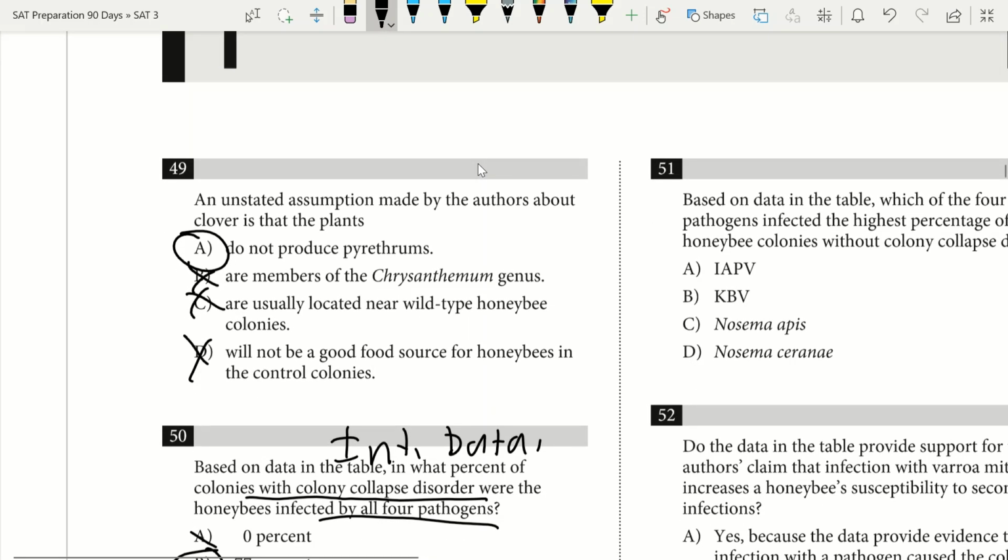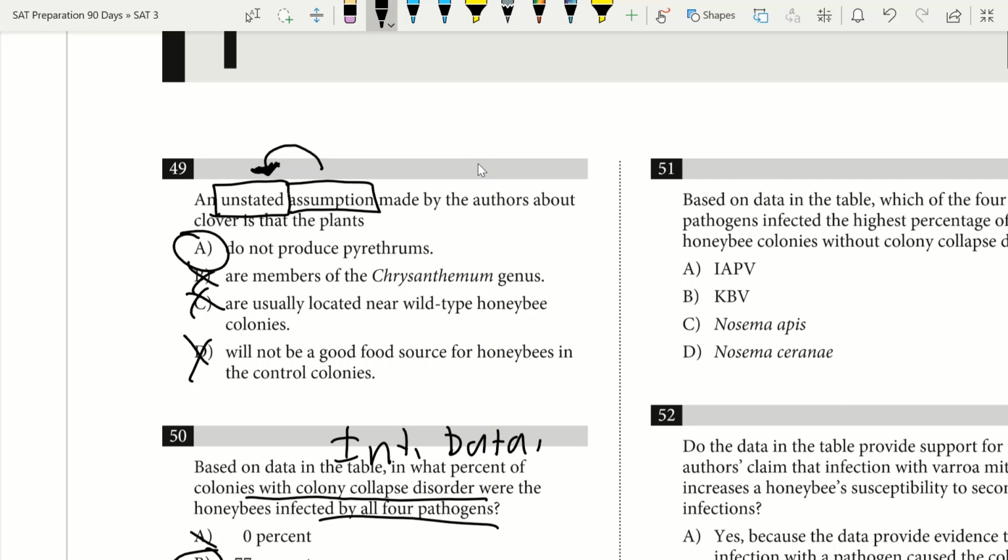An unstated assumption made by the authors about the plants is what? This one's really testing your ability to make an inference that's supported by data. So it's a little bit of a detail and inference question mixed together. It's not stated directly, but we can infer that assumption from the passage. So we're going to use evidence to infer what that unstated assumption is, based on the text.